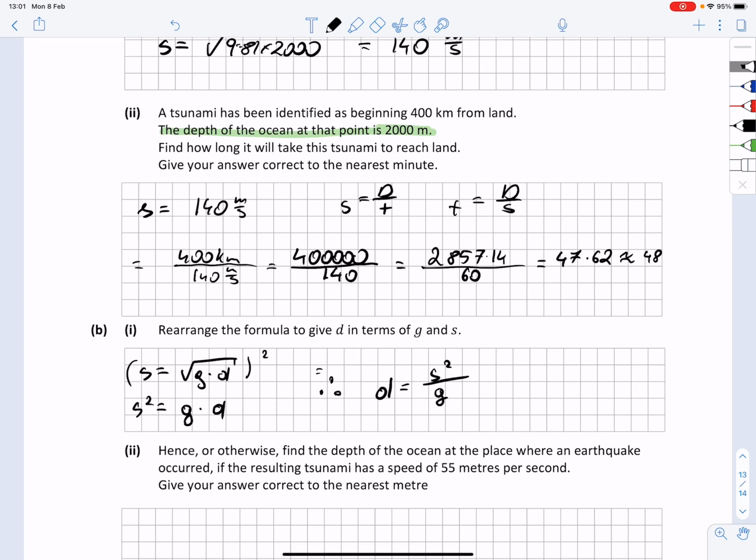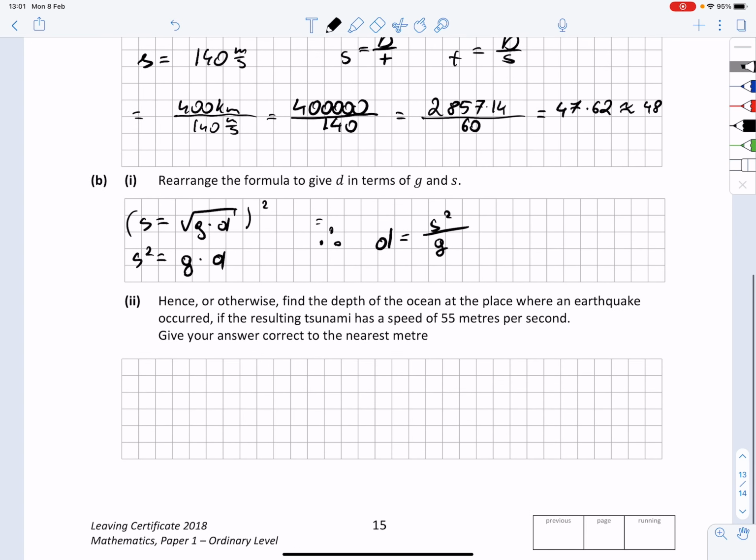So that's that. So therefore I have to use the formula that I just discovered to find the depth of the ocean at a place where an earthquake occurred and the resulting tsunami has a speed of 55 meters per second. Very handy, because now I just need to put D is equal to 55 squared divided by 9.8. So when I do that calculation, I'm going to get 308.67. And again, I'm paying attention to the fact that the question is asking me to give the answer correct to the nearest meter. So that brings me to the answer of 309 meters.